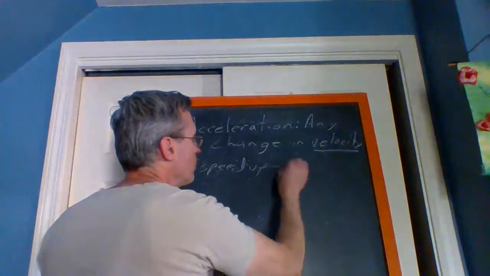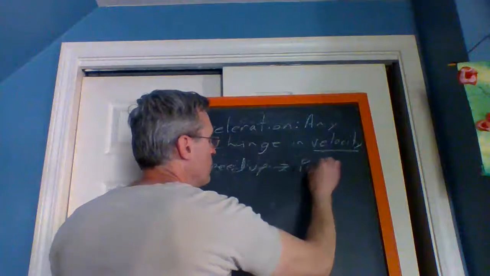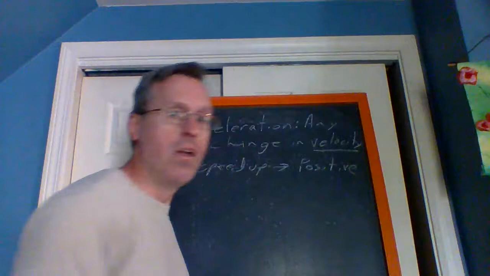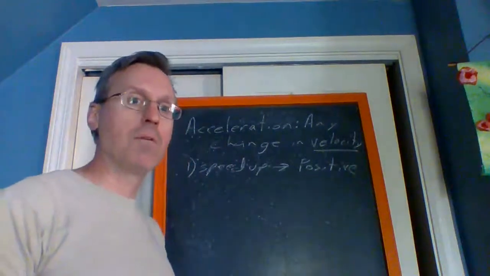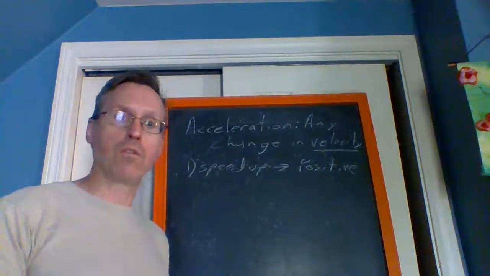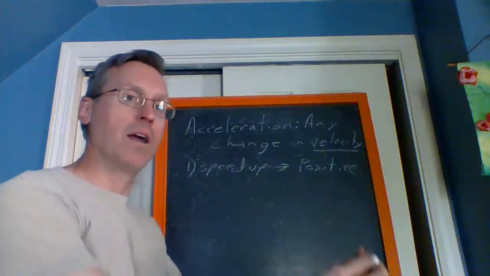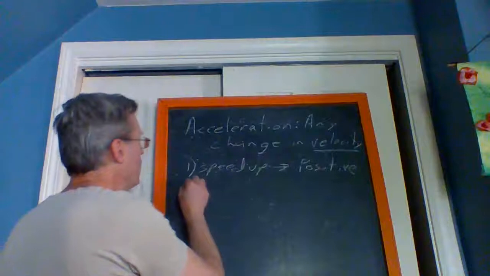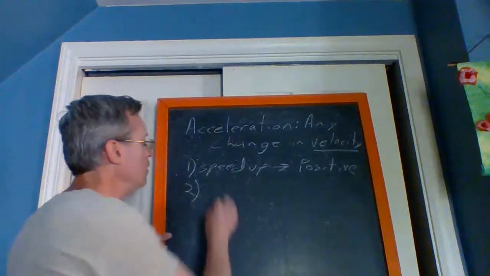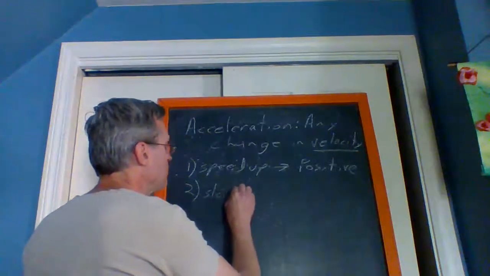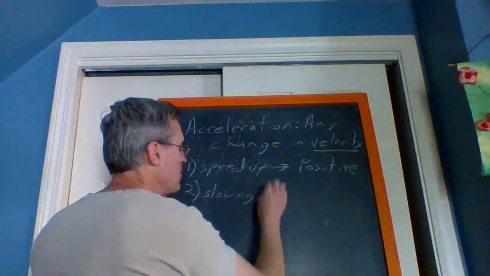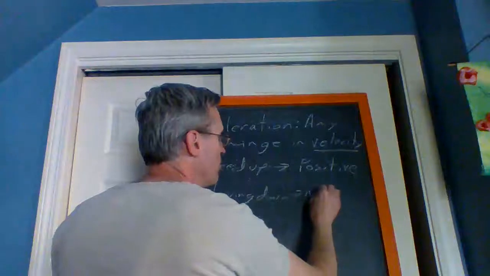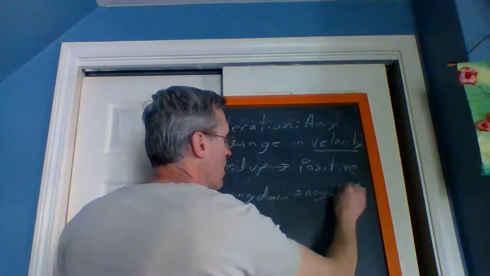And we call this a positive acceleration. Because obviously if you're speeding up, you're changing your speed. You're going from a slower speed to a higher speed, and so obviously you're changing. Number two could be the opposite. You could be slowing down. And we call this a negative acceleration.